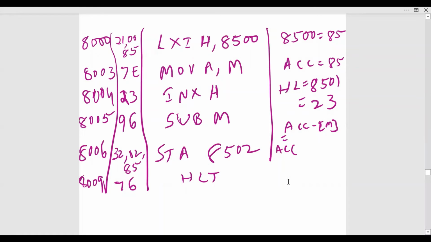So this is a simple program to subtract two 8-bit numbers. First we have to store the two numbers in two memory locations and move the first number to the accumulator, then increment the memory location, use SUB M, and then store the result in 8502. I hope you all understood this program.